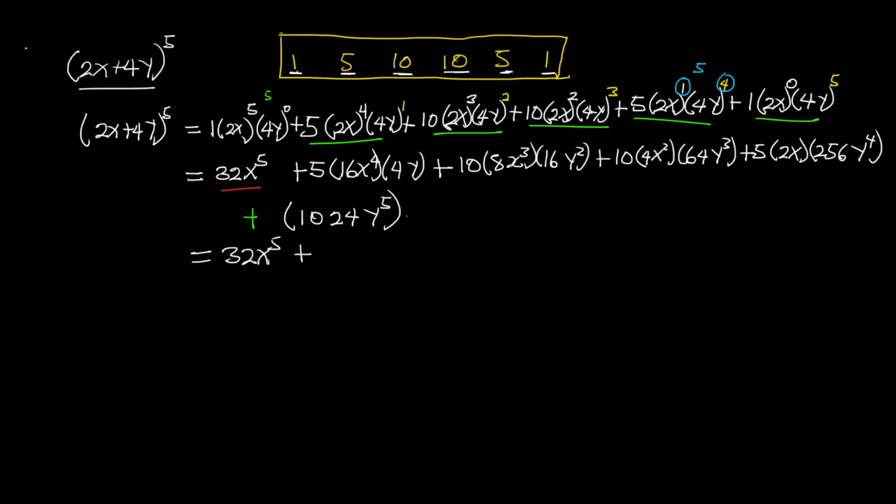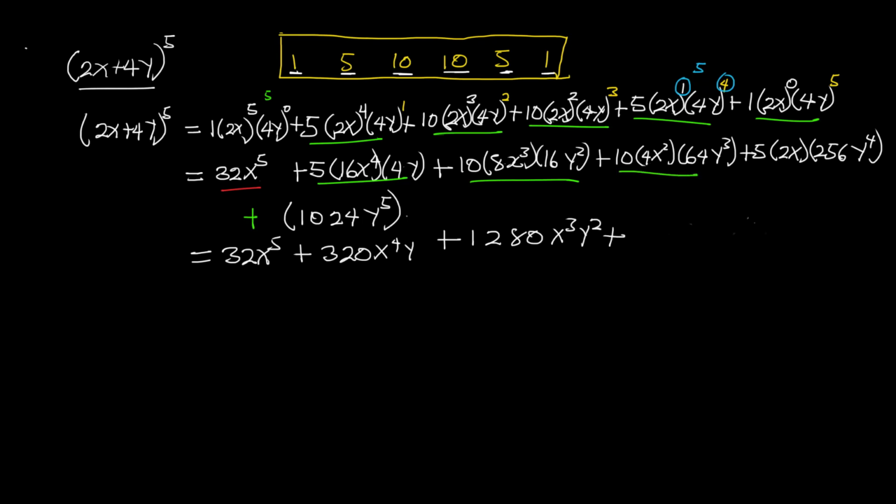Let's make progress. Now we can take this term here, that is 32x^5, plus we have the next term here, 5 times 16 times 4 would give us 320x^4y, plus the next item is this term here, and that gives us 10 times 8 times 16. 10 times 8 is 80 times 16 is 1280x^3y^2, plus the next item is this term here.